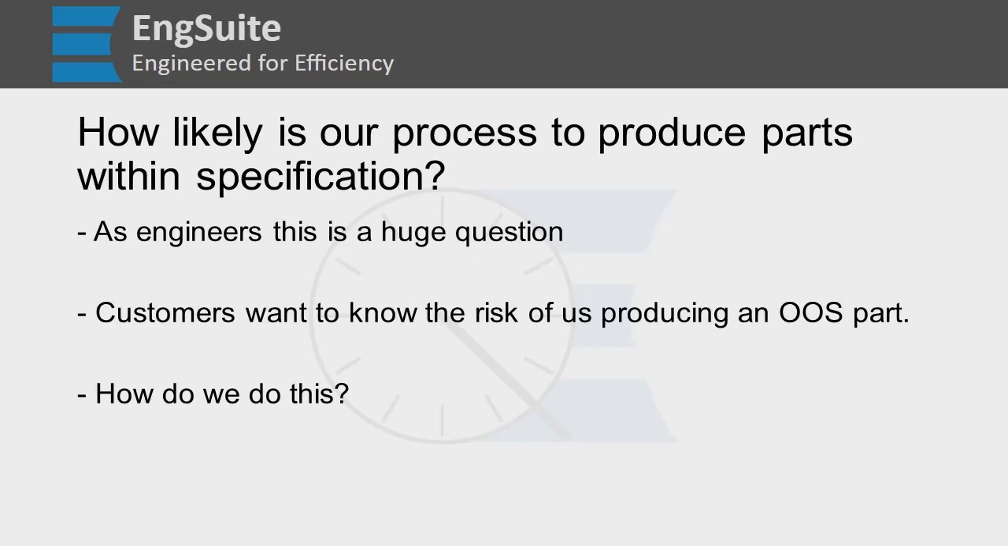So, as engineers, we often ask ourselves this question: how likely is our process to produce parts within specification? This is our big question. We want to know if the process that we created, that we are validating, is capable of producing parts within specification. And very importantly, our customers want to know the risk of us producing an out-of-spec part just as much as we want to know, because our customers don't want to pay for things down the line just as much as we don't, okay? So how do we answer this question? How likely is our process to produce parts within specification?